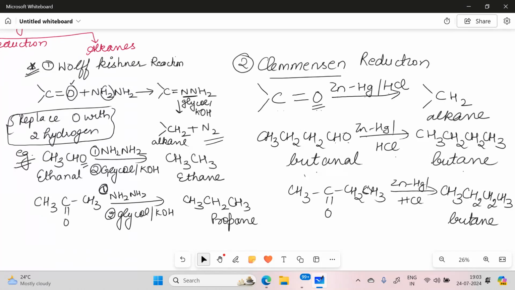Then we did physical properties, chemical properties. In chemical properties, there are 2 naming reactions in the reduction, Wolff-Kishner and Clemmensen. So total 6 naming reactions we have done till now. There are 4 more naming reactions that we will do in the next class. Any doubts still here?